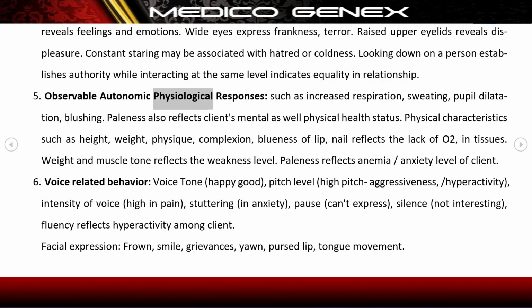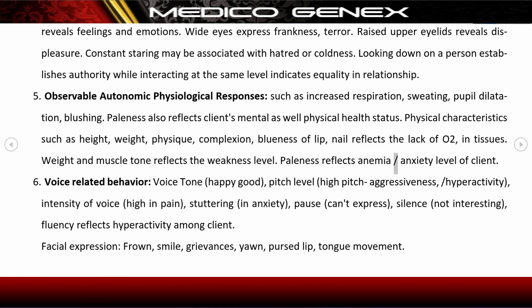Observable autonomic physiological responses, such as increased respiration, sweating, pupil dilatation, blushing, and paleness, also reflect the client's mental as well as physical health status. Physical characteristics such as height, weight, physique, complexion, and blueness of lip and nail reflect the lack of O2 in tissues. Weight and muscle tone reflect the weakness level.